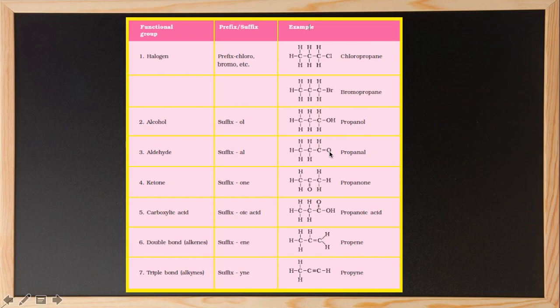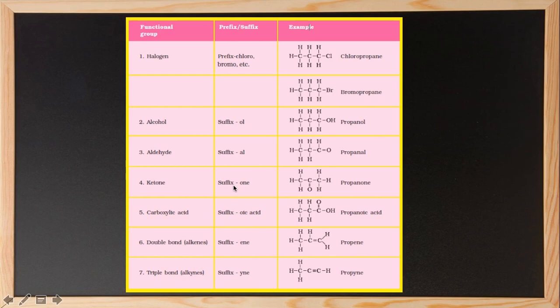As we discussed in the previous video, the functional group of aldehyde is C double bond O single bond H. That is the CHO group. So here you just say 1, 2, 3. Since 3 carbons are present, it's prop, and it's an aldehyde, so you have to add AL at the ending. Propanal.